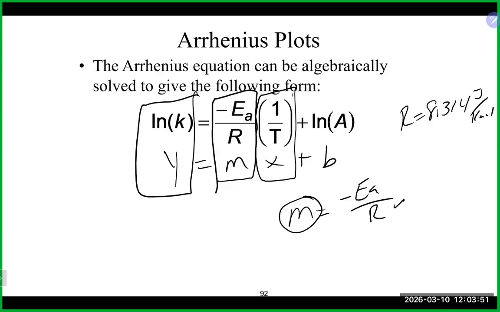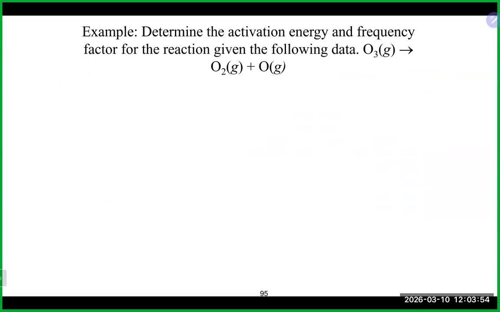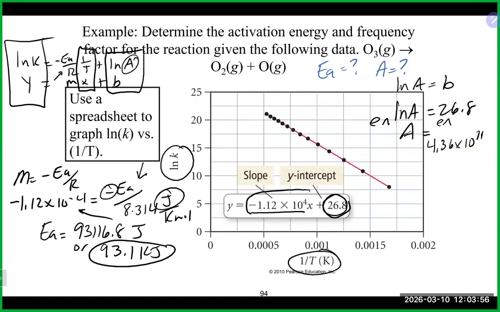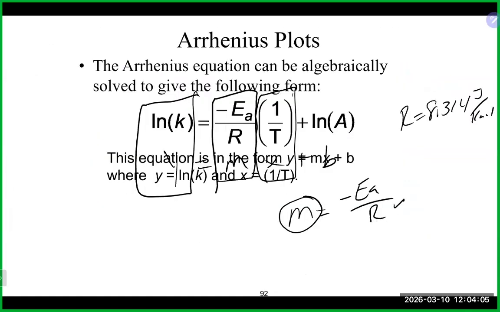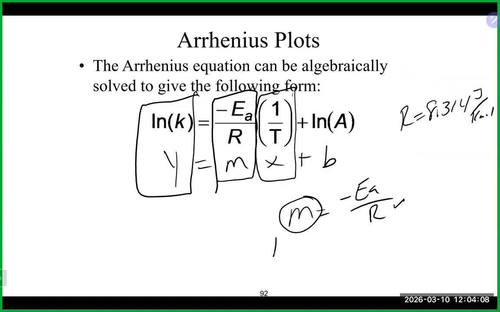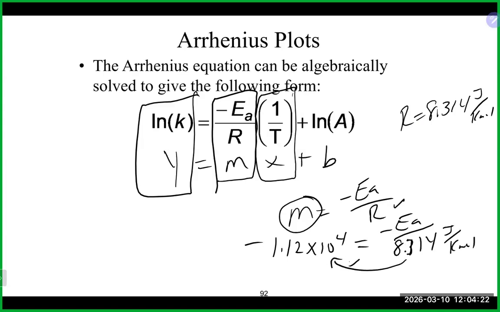We can get this from the actual graph. From the best fit line equation, right there is our slope, the one in front of x. So we just plug it in there. It's 1, 1, 2, 4. So here we have negative 1.12 times 10 to the 4 equals negative E of A divided by 8.314. We multiply that to the other side, and then also divide by negative 1, or however you want to get rid of the negative at that point.